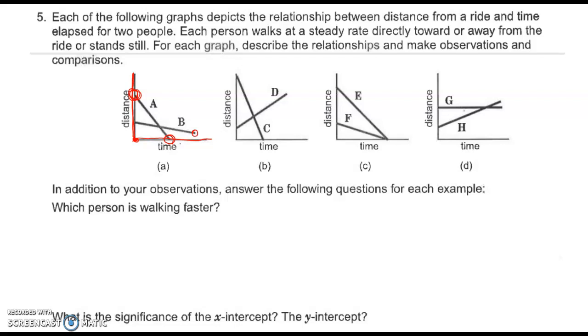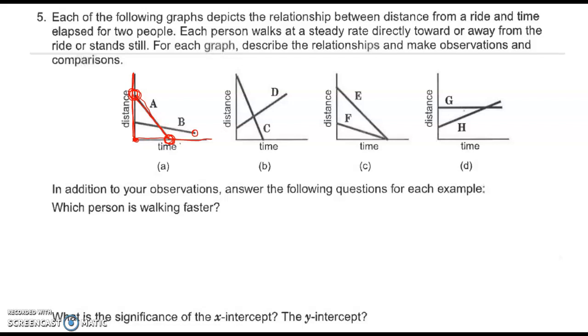And because of this, we can say that A is walking faster. There's a couple ways we can test that. A gets there in a shorter time. A's graph is steeper. So for those two reasons, we can see that A is going faster. So you're going to take this short little quiz answering a few questions for two of these graphs.